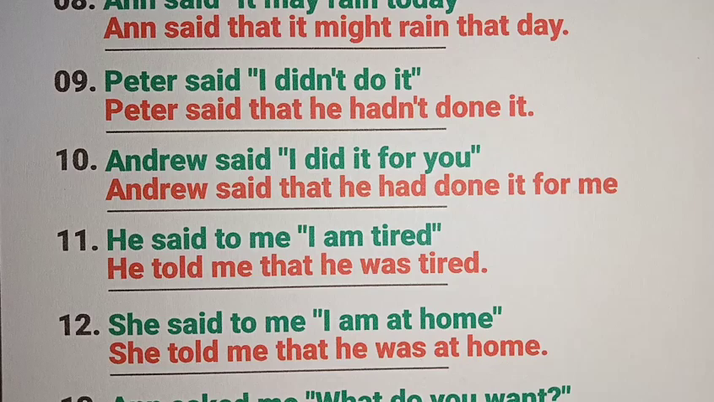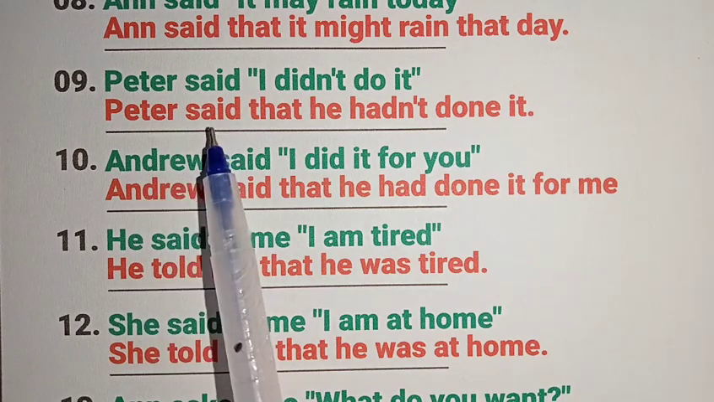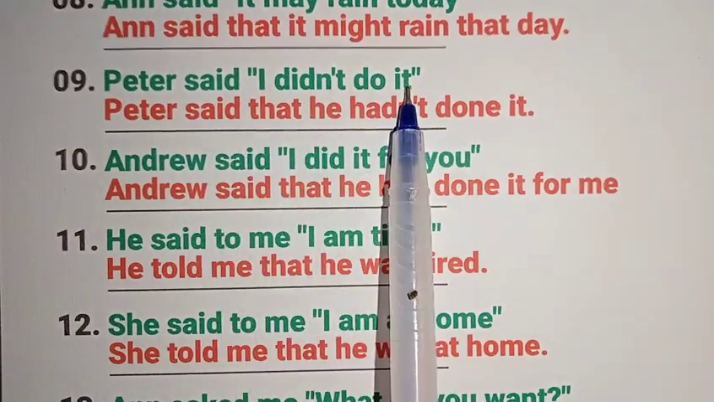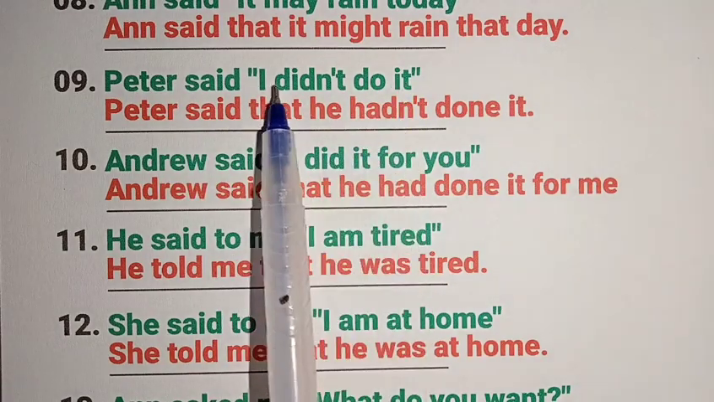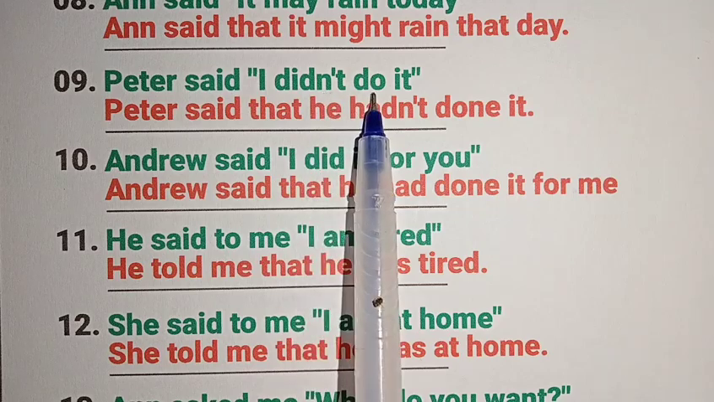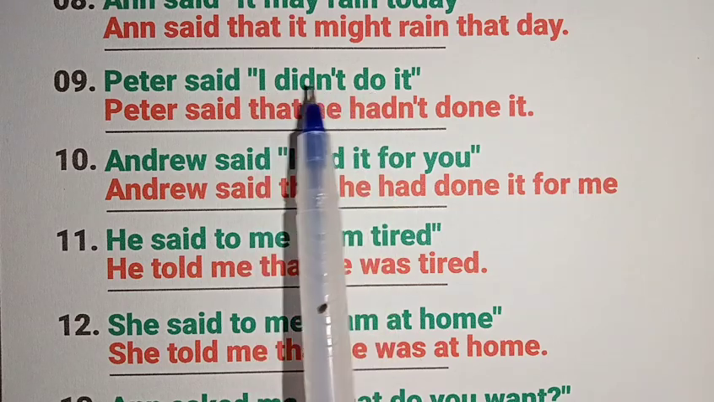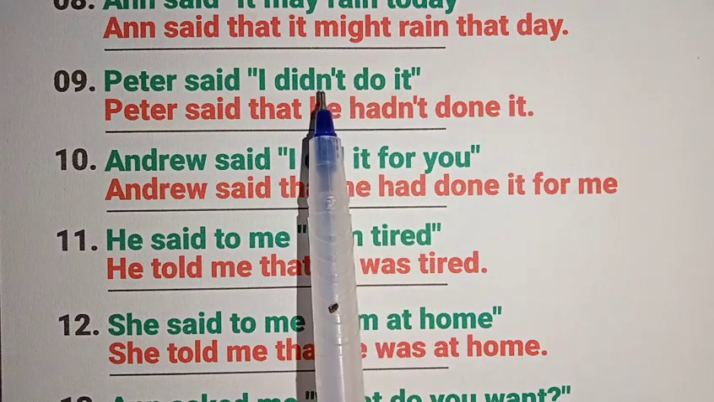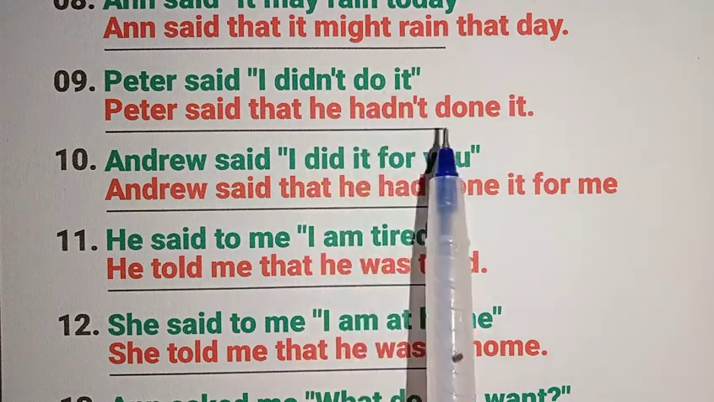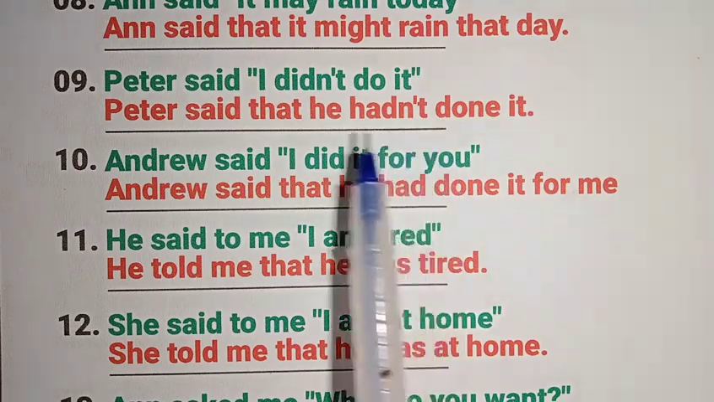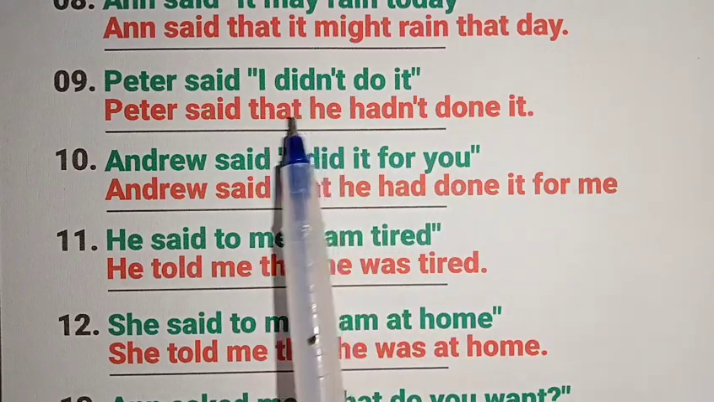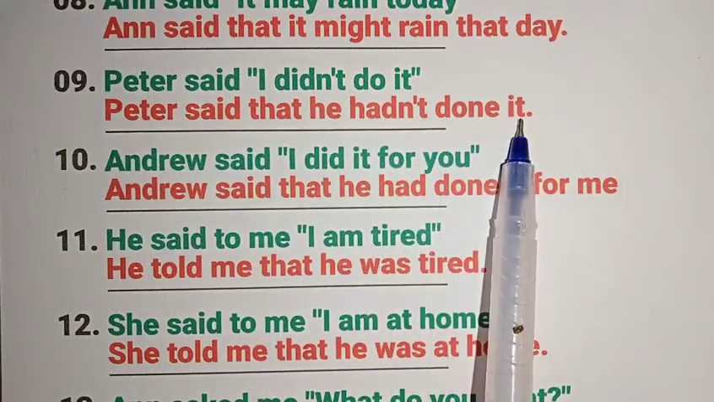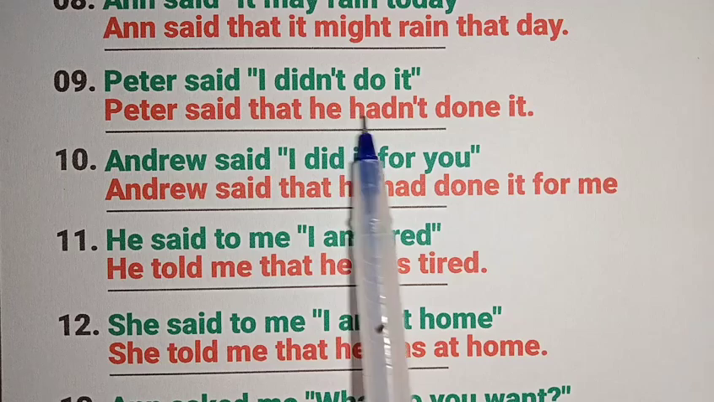Now look at example number 9. Peter said, "I didn't do it." So you can understand this is the negative form of the past simple. If the sentence is in the past simple, we change the tense into past perfect. So then we can say, Peter said that he hadn't done it.